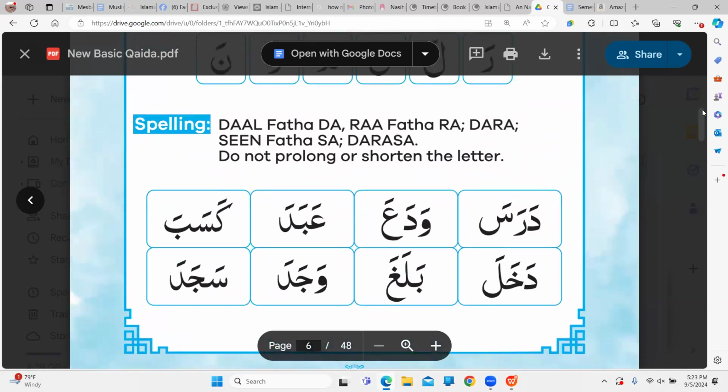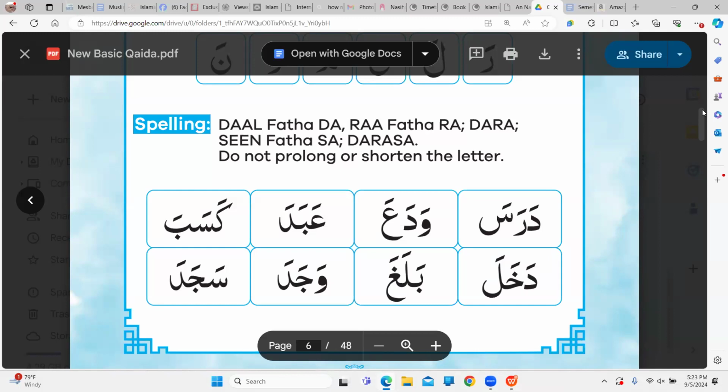And then the spelling, if you can see, you see the spelling. So the spelling says dal, fatha, da, ra, fatha, ra, together, dara, sin, fatha, sa, all together, darasa. So we will never teach dal, fatha, da, ra, fatha, ra, sin, fatha, no. Because why? Because we want to teach them 11 sounds in this one box.